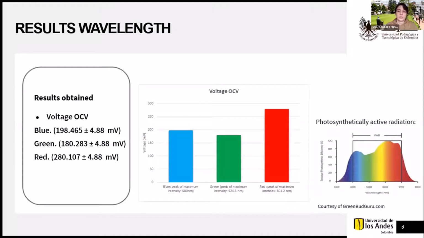So what were the results of our measurements of voltage in time? We averaged them out in time, and what we obtain is something very similar to the photosynthetically active radiation spectrum, where we obtain peaks at red, a valley at green, and then a medium peak at blue.